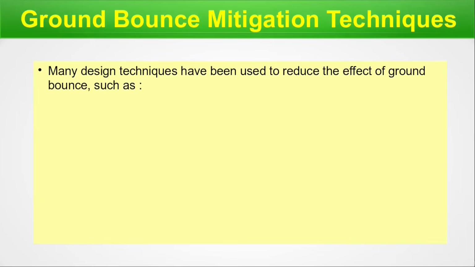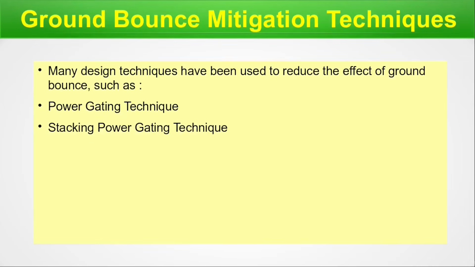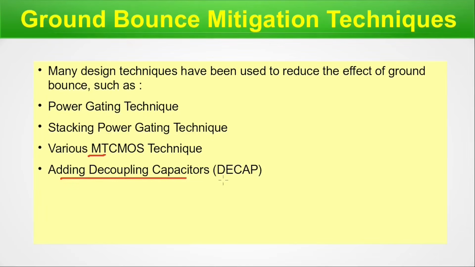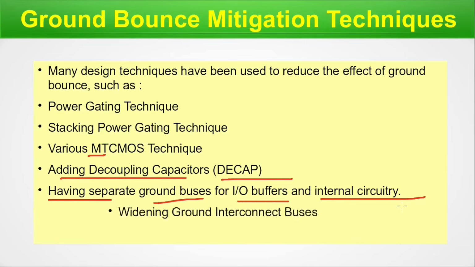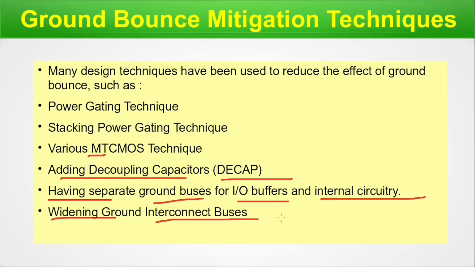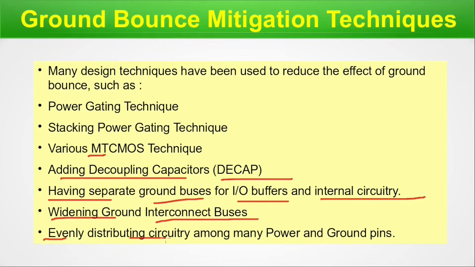Many design techniques have been used to reduce the effect of the ground bounce, such as power gating technique, stacking technique, various multi-threshold CMOS techniques. These are nothing but multi-threshold CMOS, adding decoupling capacitors, that is decap, having separate ground buses for IO buffers and internal circuitry, widening ground interconnect buses, evenly distributing circuitry among power and ground.